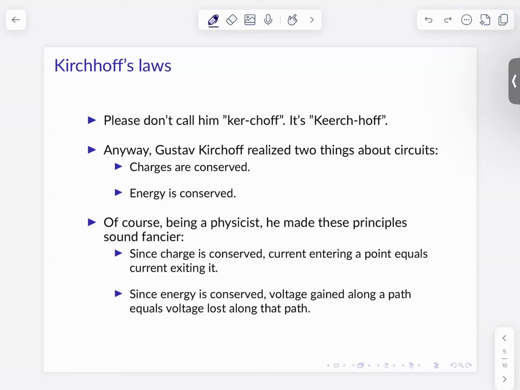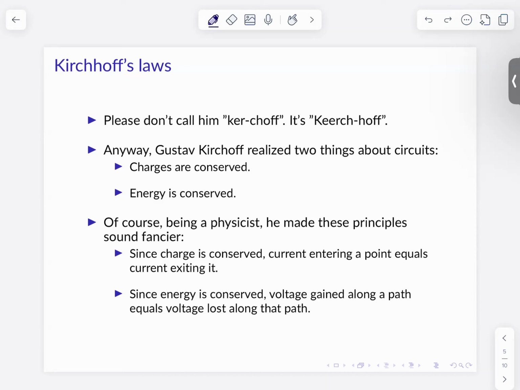Gustav Kirchhoff realized 2 very important things about circuits. 1, charge is conserved, 2, energy is conserved. Duh! Charge is stuff. Stuff that doesn't appear, stuff that doesn't disappear, stuff that doesn't teleport. Right? Energy is conserved. You may have heard that rumor in your chemistry classes, right? The fixed amount of it. What goes in must come out, energy-wise, of the circuit or whatever, of anything.